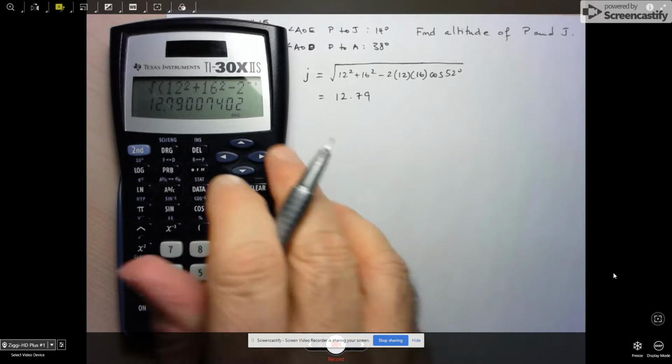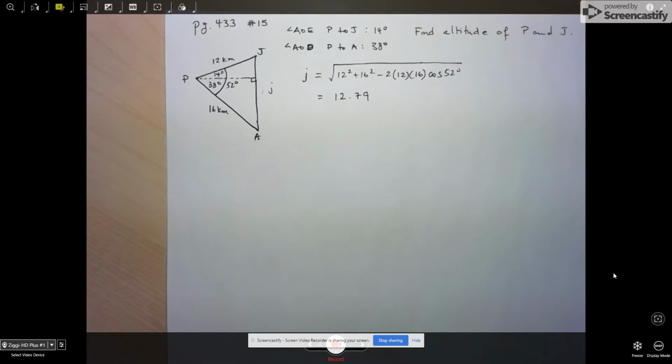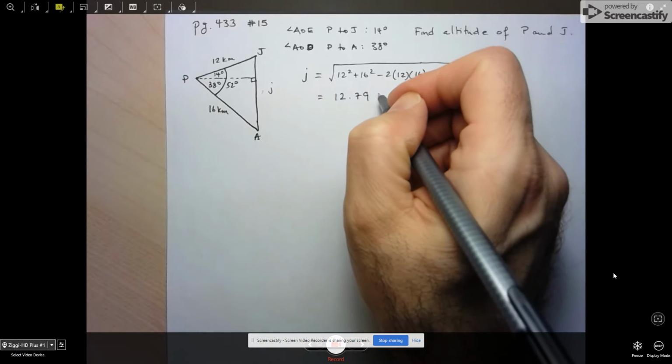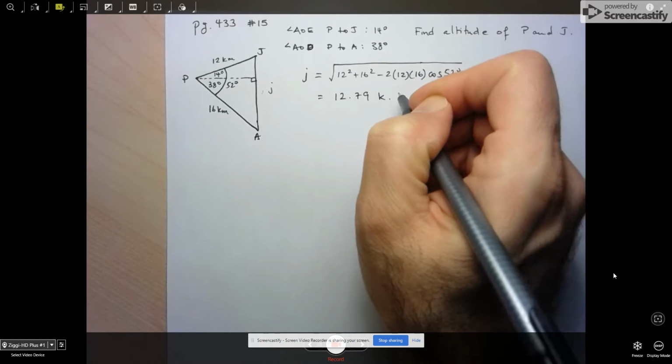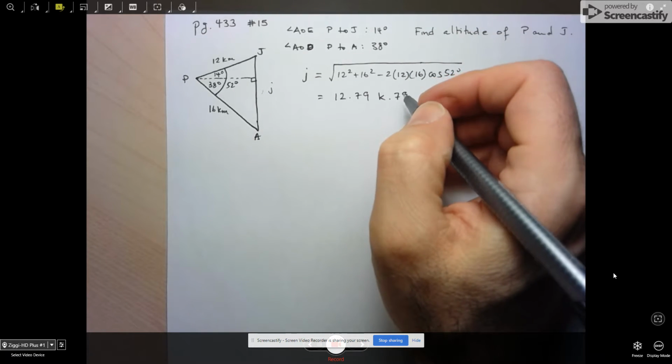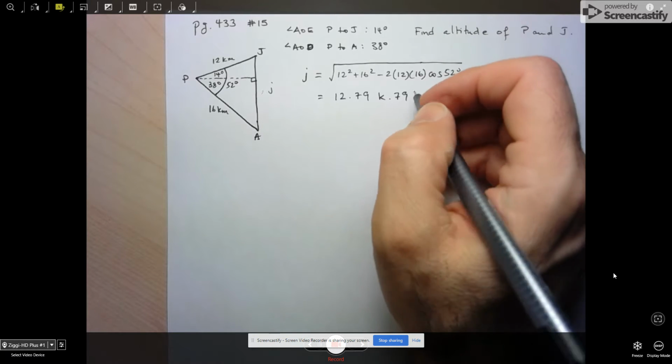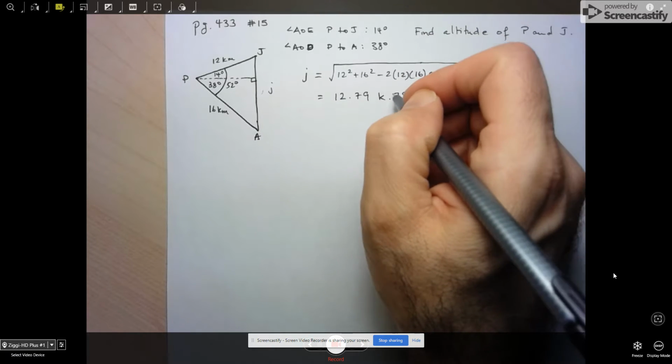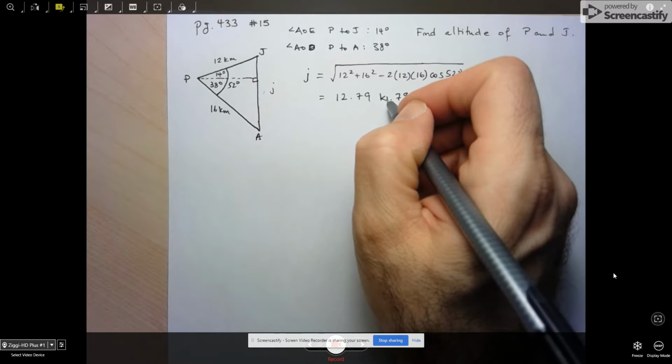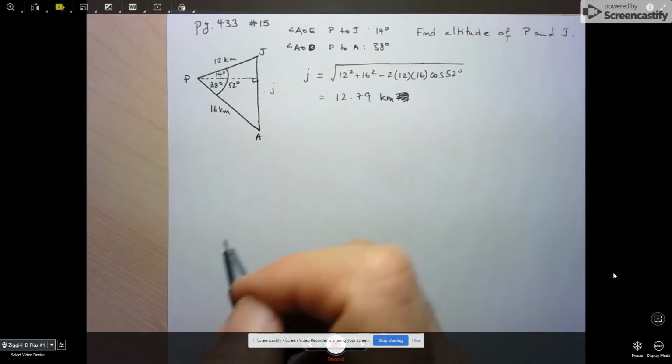I believe everything here is given in kilometers. Yes, it is. So 12.79 kilometers. Sorry, I'm not sure why I said the 79 again. Kilometers, and we don't need this here.